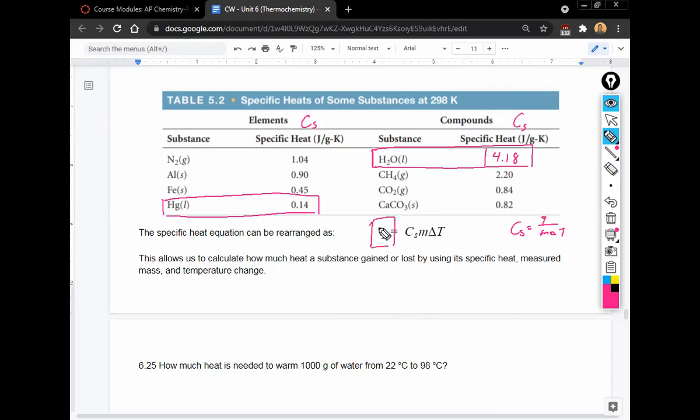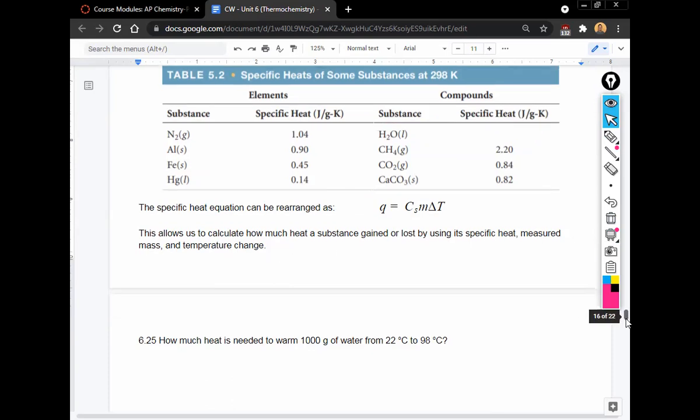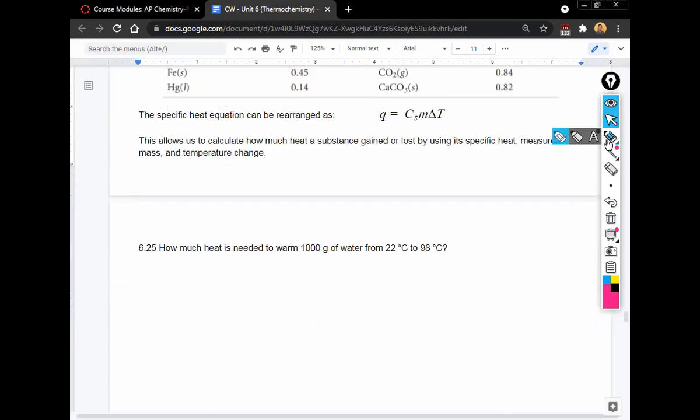Okay, so we're going to be using this form of the equation, which means a lot of times in your lab, you're going to be looking for the heat flow. This equation allows us to calculate how much heat a substance gains or loses using its specific heat, as long as we measure the mass and the temperature change, which isn't too difficult to do. So let's try 6.25. See if you guys can use the new equation right here to figure it out. How much heat is needed to warm 1,000 grams of water from 22 degrees Celsius to 98 degrees Celsius?